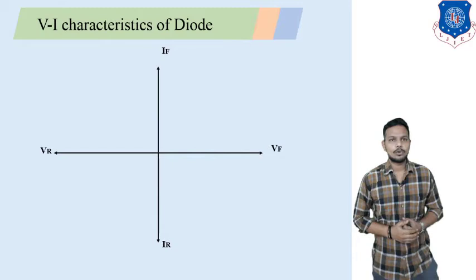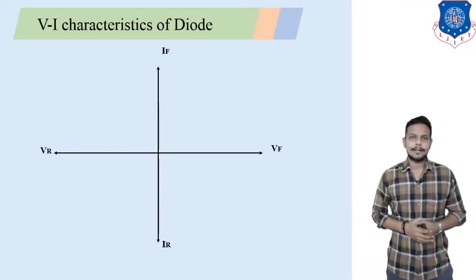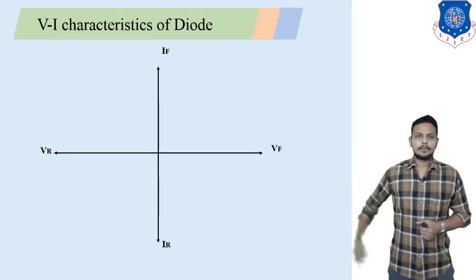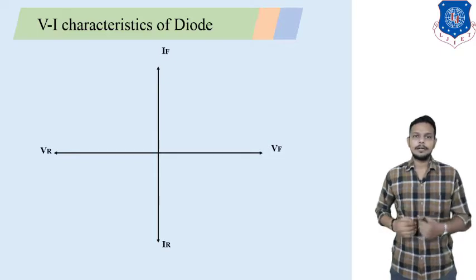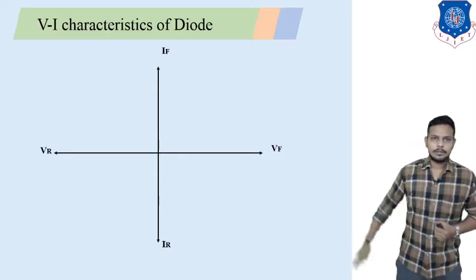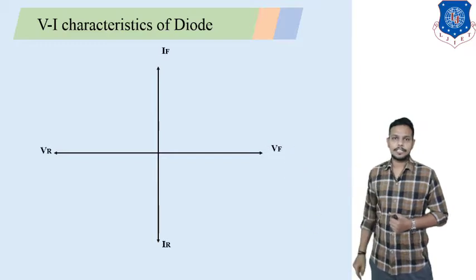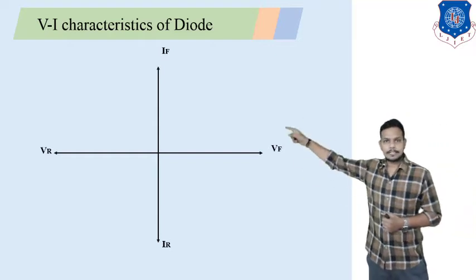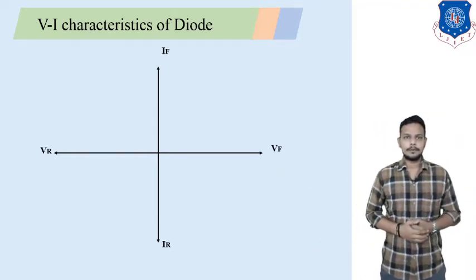Now let us discuss the VI characteristics of a diode, or we can say the VI characteristics of a PN junction diode. Here is the graph between the current and voltage. On the x-axis there is the voltage, VF, which is the forward voltage, and on the y-axis there is IF, which is also known as the forward current.